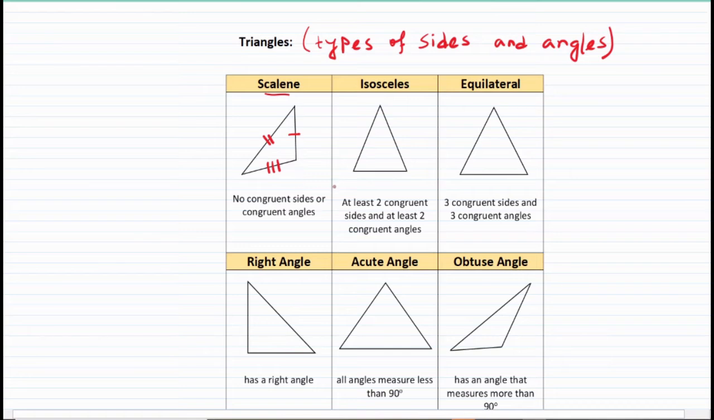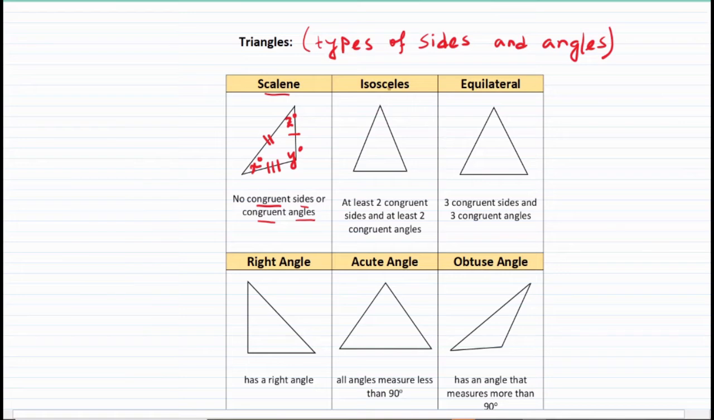And by definition it is also correct. A scalene triangle will have no congruent sides or no congruent angles. That means all three angles of a scalene triangle will be of different measurement. Suppose this is x degree, this angle will be y degree and this angle will be z degree. And x degree is not equal to y degree, and y degree is also not equal to z degree.